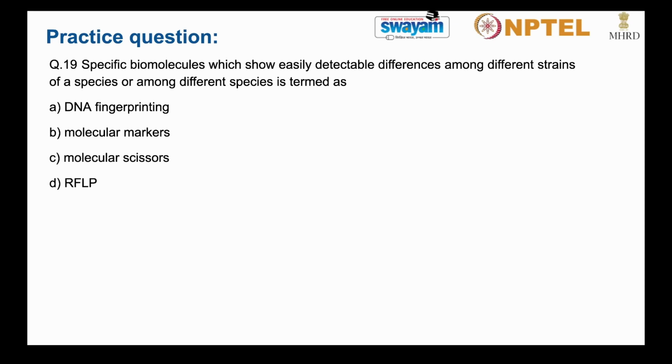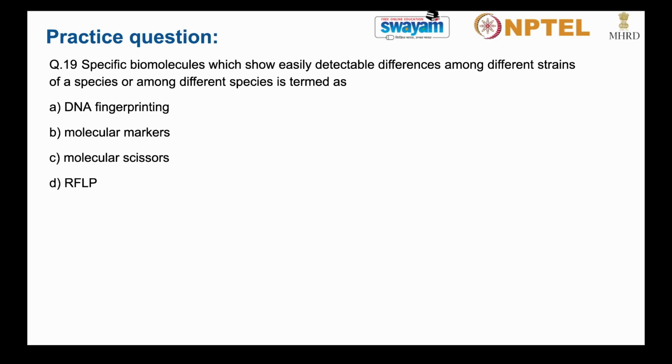For example, if you are comparing two different strains of bacteria, or two different species of another organism, where the genus is the same but the species are different, what is that particular biomolecule called which is helping you out in detecting this difference? Option A says DNA fingerprinting, option B says molecular markers, option C says molecular scissors, and option D says RFLP.